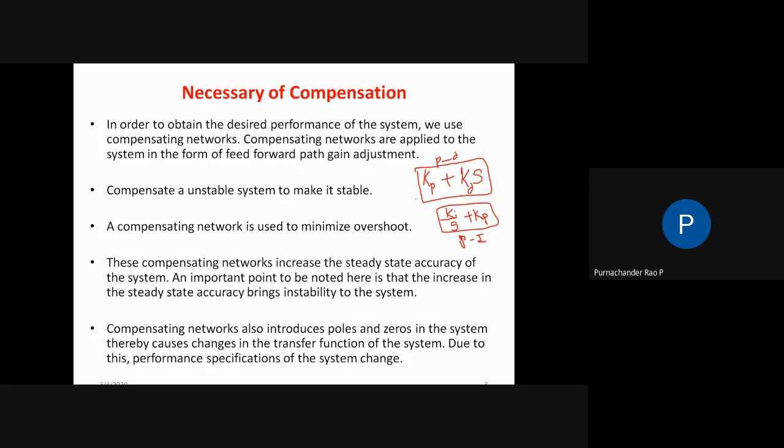So this is similar to a compensating network. It is also similar to your PI controllers, which introduce poles and zeros into the system. Thereby it causes changes in the transfer function of the system. Due to this addition of poles and zeros, the performance specifications of the system change. Okay.